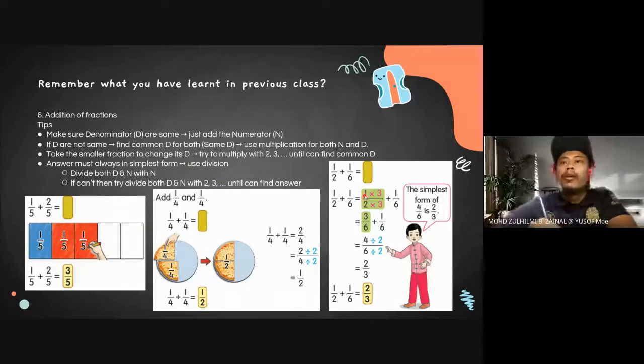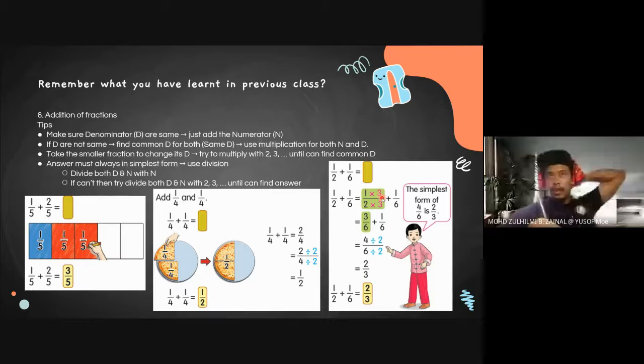So what you should do is 1 over 2 times what number? What number can make it 6? 2 times what gives 6? 2 times 3. So 1 over 2 times 3. Both the numerator and the denominator have to be multiplied by 3. So the answer should be 3 over 6.